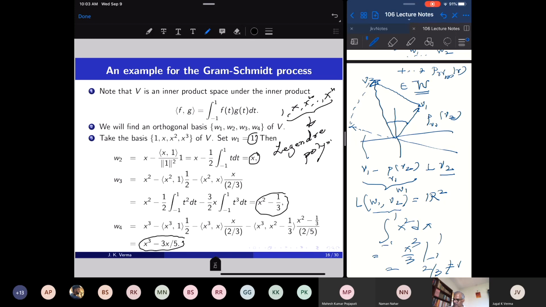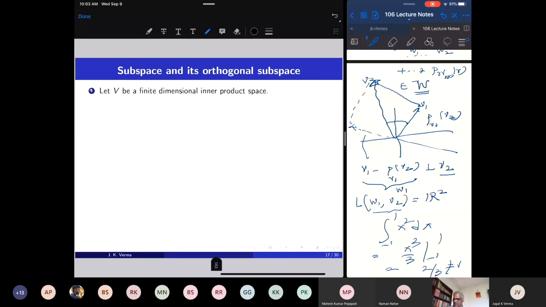They have a formula. You can look at any textbook. You will meet these Legendre polynomials in a differential equation course, and they turn out to be solutions of some differential equation. Okay, so that's the Gram-Schmidt process to construct an orthogonal basis of a given vector space, starting from any set of mutually perpendicular vectors.